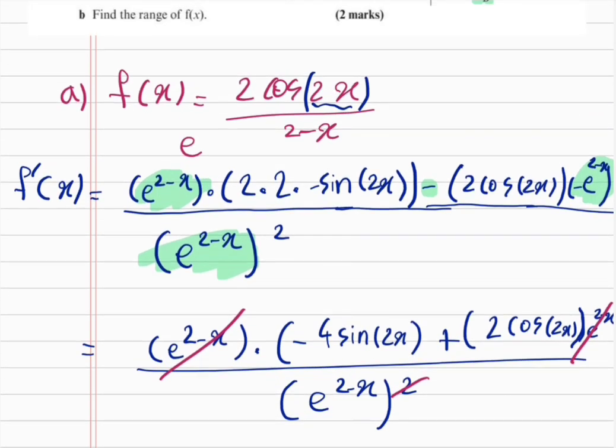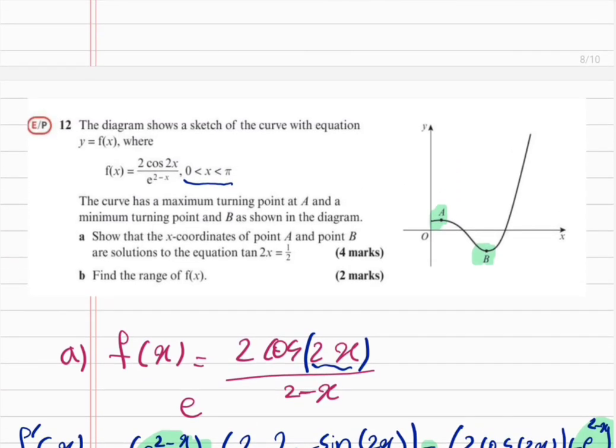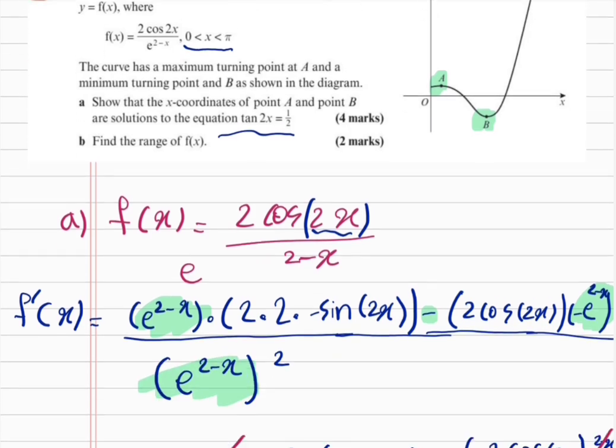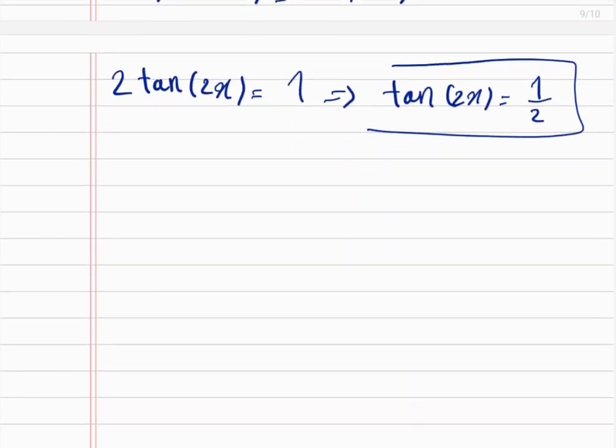Now this is useful. Also, we have answered part A because the objective of part A was showing that we can find the x coordinates by solving this equation. Tan 2x is equal to a half. Right.